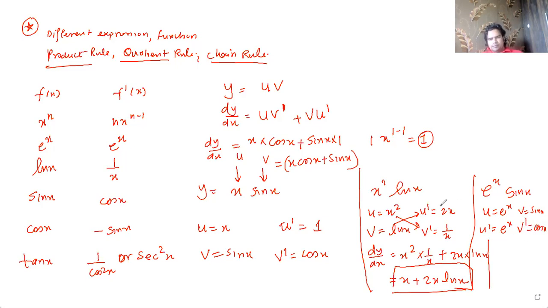So when you do the final derivative, uv dash will be e to the power x cos x, plus vu dash will be sine x times e to the power x. And if you want to take e to the power x common, it will become cos x plus sine x. So that's the derivative function for e to the power x sine x.